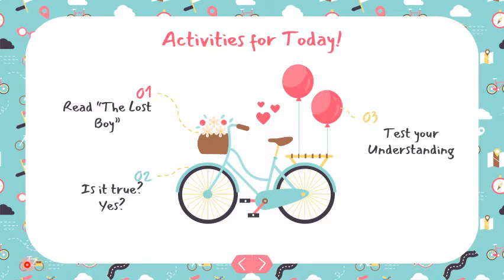These are the activities for today. First of all, we have to read The Lost Boy Part 1. Second, we have Is It True? And last but not least, we have Test Your Understanding. These are the activities that you are going to do today with me to guide you.